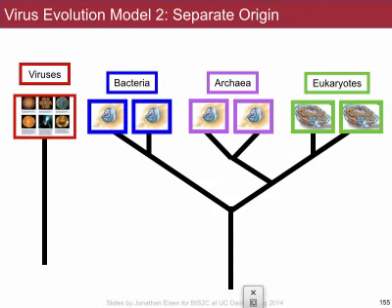An alternative model is that viruses represent a completely separate origin of genetic material from primitive prebiotic systems, with no sharing of common ancestry with bacteria, archaea, and eukaryotes.